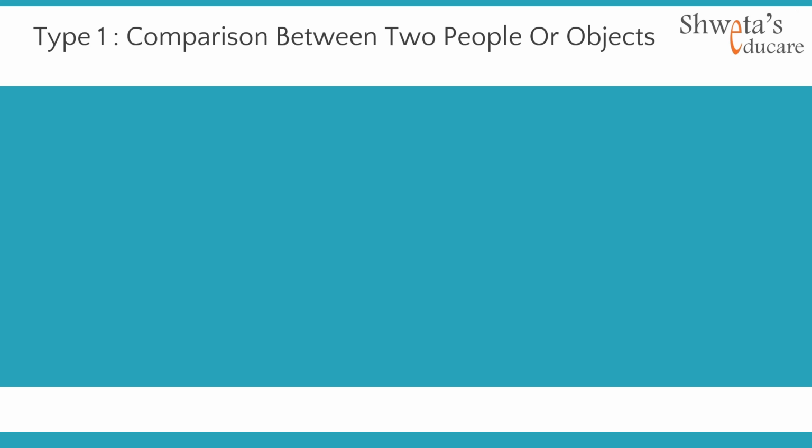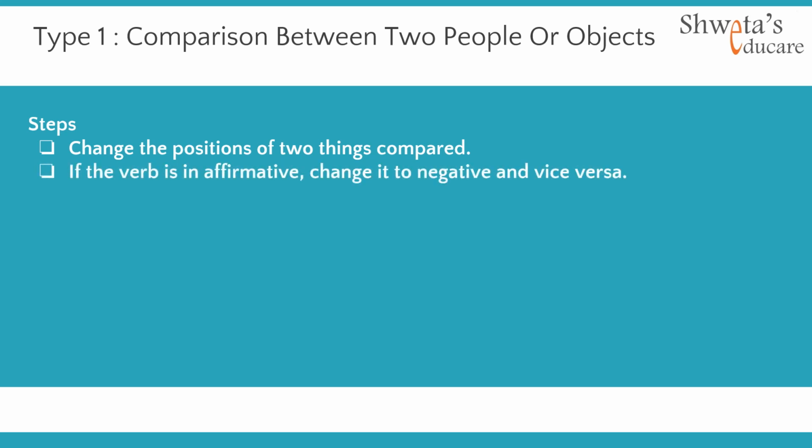We are here with the first type, comparison between two people or objects. You need to follow two steps in this type. The first one, change the position of two things compared. And the second, if the verb is in affirmative, meaning the positive sentence, you have to change it to a negative and vice versa. Now let's understand the examples.